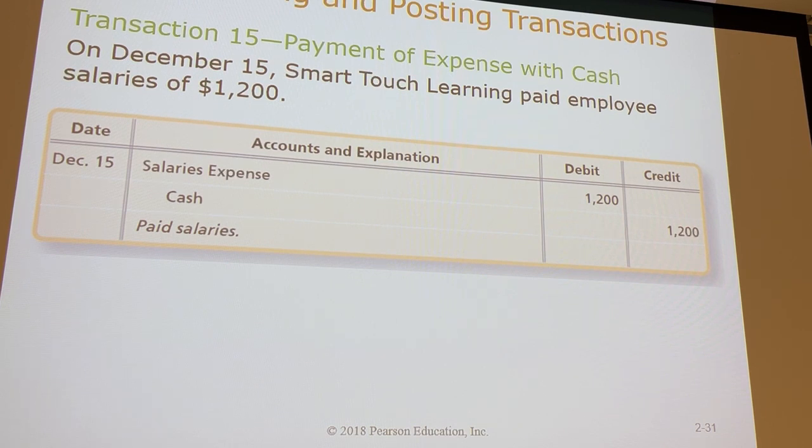Okay, then on December 15th, Smart Touch Learning paid employee salaries of $1,200. So we debit the expense account, salaries expense, $1,200. We credit the asset account cash, $1,200 to show that going down.